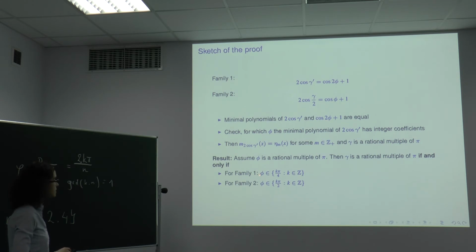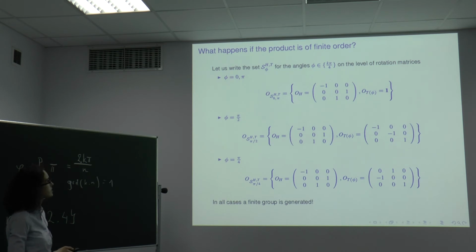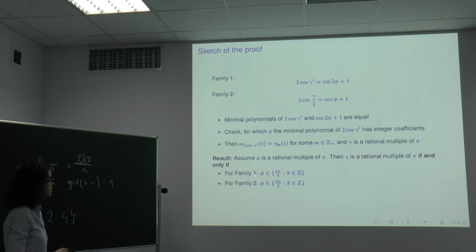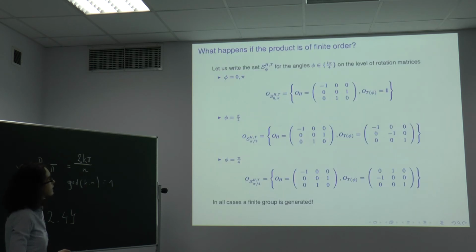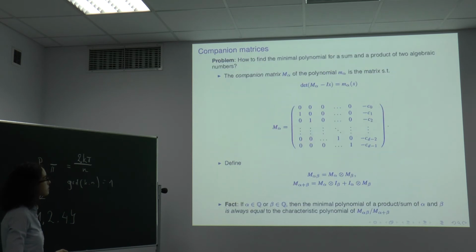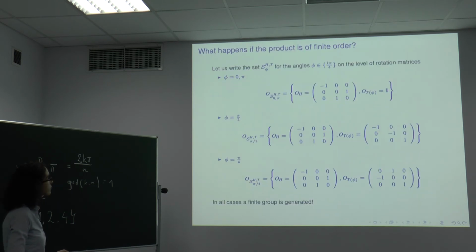Gamma is a rational multiple of pi if and only if phi is of this form. This is the family with the Hadamard gate and the T gate. And gamma and phi is of this form for the family of rotation matrices. But what happens if gamma is one of these angles? So we have just proven that the product of the matrices is of finite order.